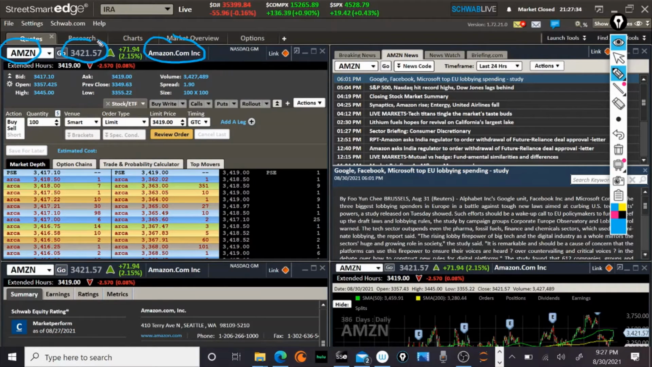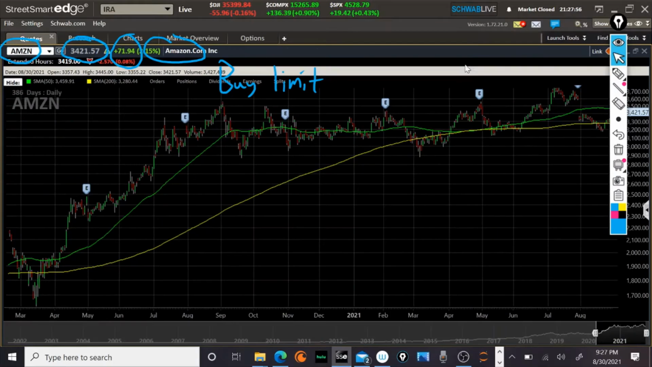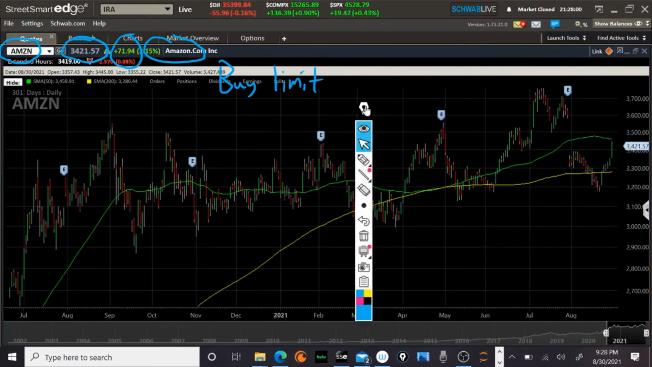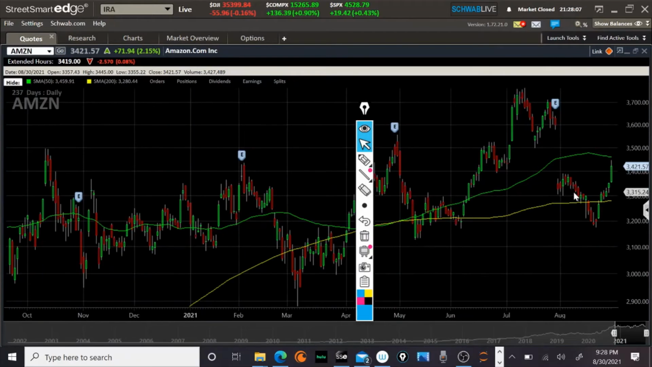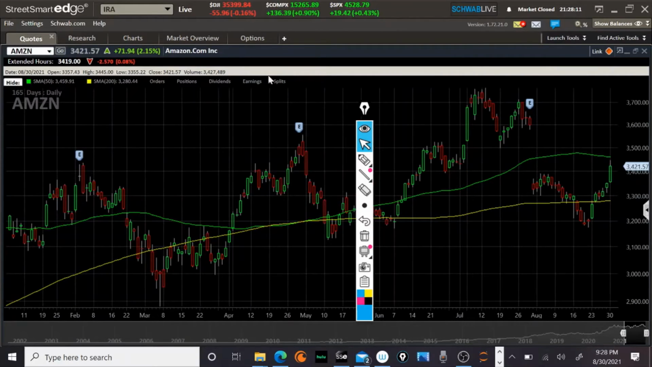And here we have Amazon, last traded at 3,421. It's up really high today. And I'm going to show you how to do a buy stop limit. Forgot to write stop there. That's okay, we're doing stop orders today, so it'll be obvious in a minute. And what we're looking at here is a recent uptrend in Amazon's price. So here's the uptrend I just outlined with an arrow.